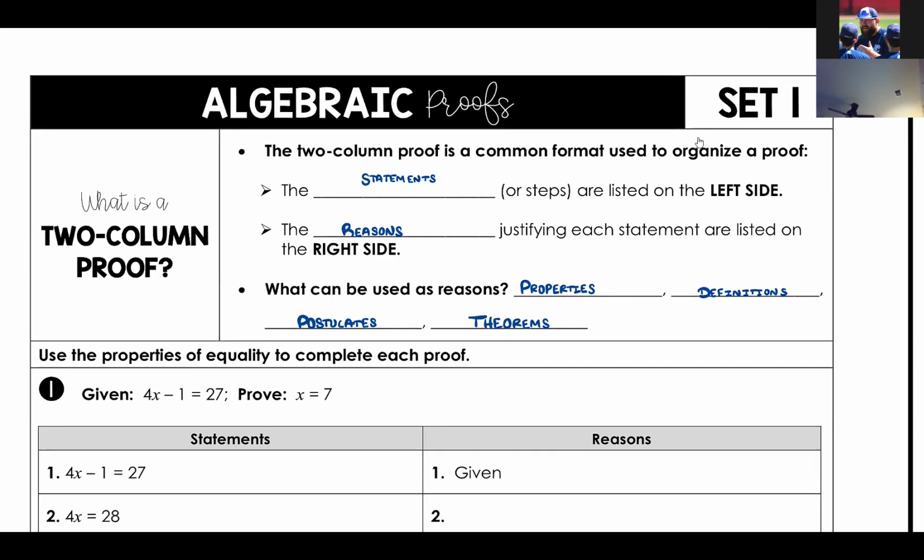So we can use properties, that whole last page, definitions, postulates, and theorems. Here's the cool thing about proofs. They're always going to give you the first answer, and they're always going to give you the last answer. You just got to figure out the middle puzzle in between.